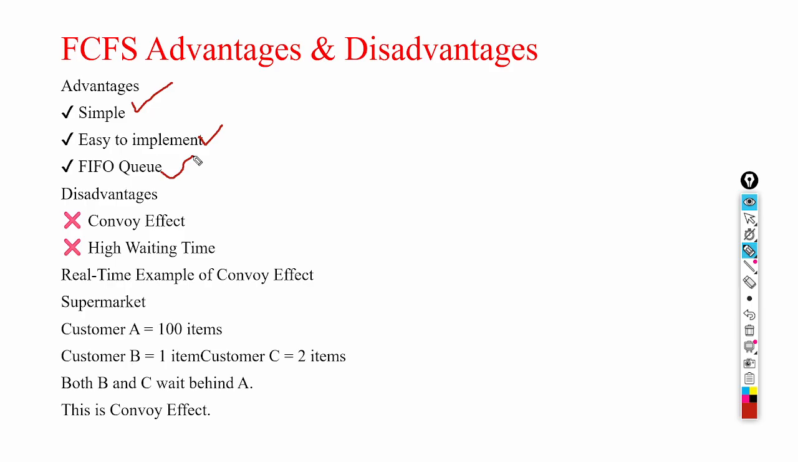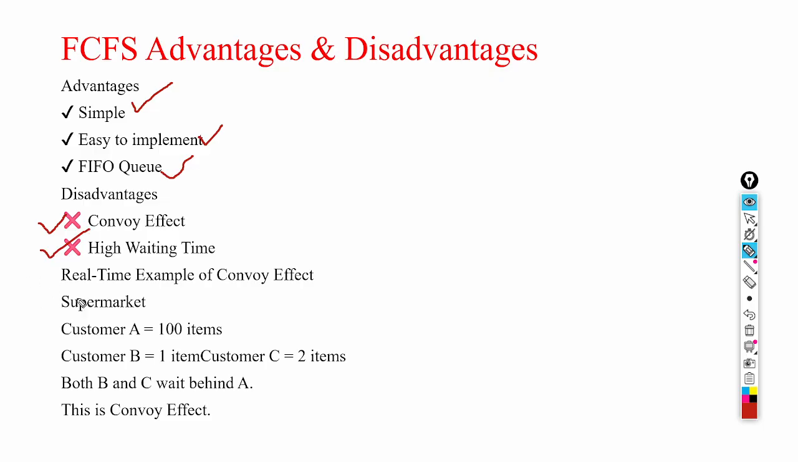Now let's discuss disadvantages. The biggest disadvantage is the convoy effect. The main disadvantage of FCFS is the convoy effect. Suppose one large process occupies the CPU. Many small processes arriving later must wait. This increases waiting time significantly, so high waiting time. These are the two disadvantages of FCFS.